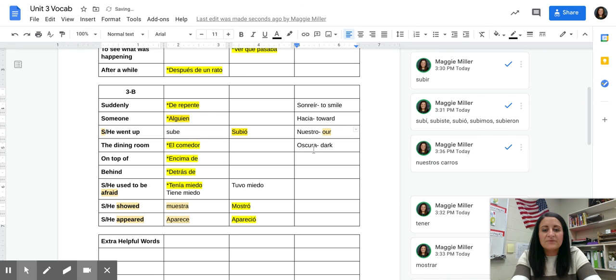And then the final one is the word dark, and that's oscura. And again, remember, dark is an adjective, so you can modify it in both number and gender. So that's it for 3B.